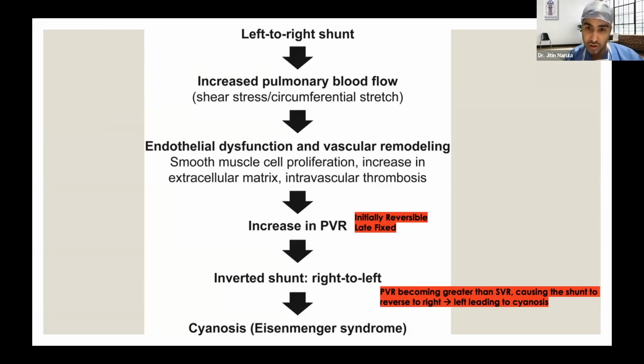This may initially be in a reversible state, but if it is prolonged and uncorrected, in later stages it becomes fixed and irreversible. Subsequently, it may lead to an inversion of the shunt from left to right. The pulmonary vascular resistance becomes suprasystemic, higher than systemic vascular resistance, leading to a right to left shunt causing cyanosis, which is an end stage condition called Eisenmenger syndrome.